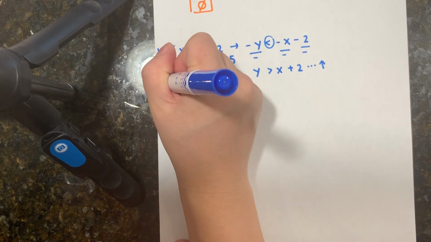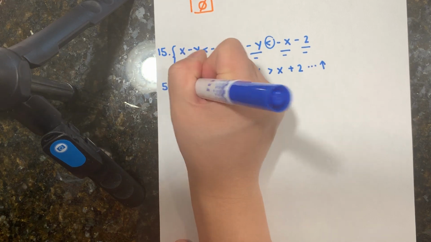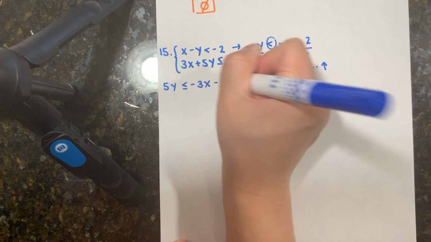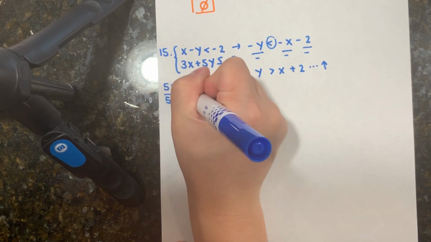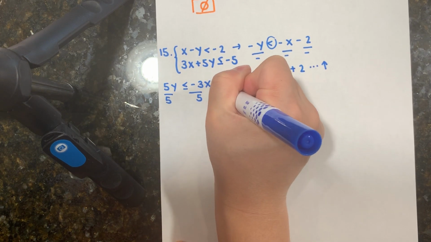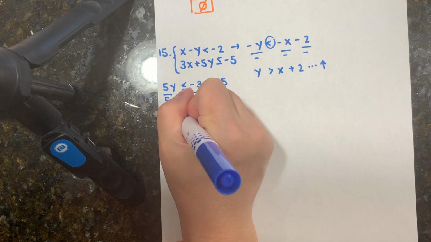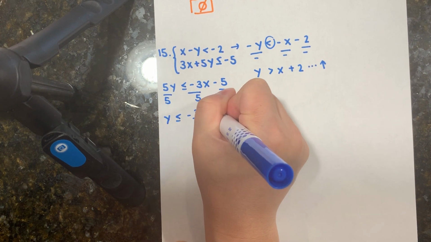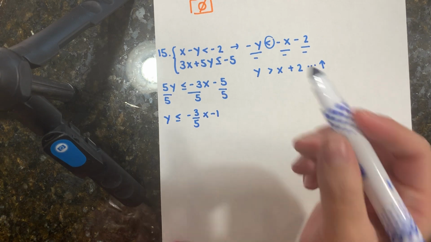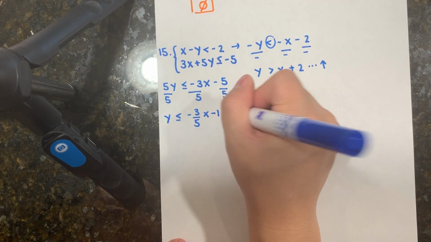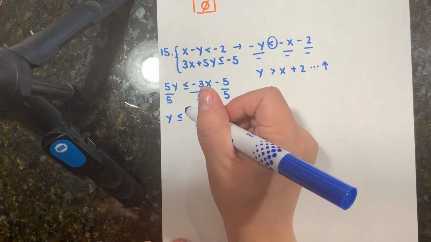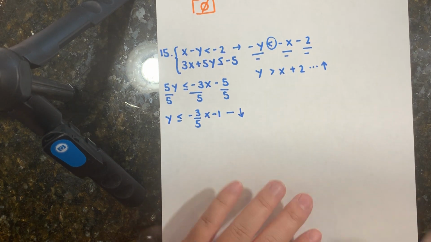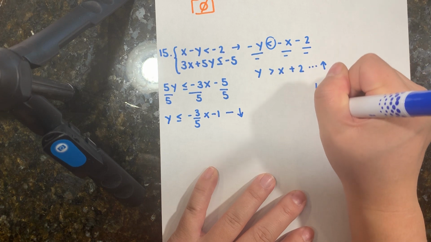For this next one, I'm solving for y, so I have 5y is less than or equal to negative 3x minus 5. I'm going to divide the whole thing by 5, which gives me y is less than or equal to negative 3/5 x minus 1. Now this one does have an equal sign, so it's going to be a solid line, but this time it says y is less than, so that's going to be everything underneath it. Now I need to graph this.